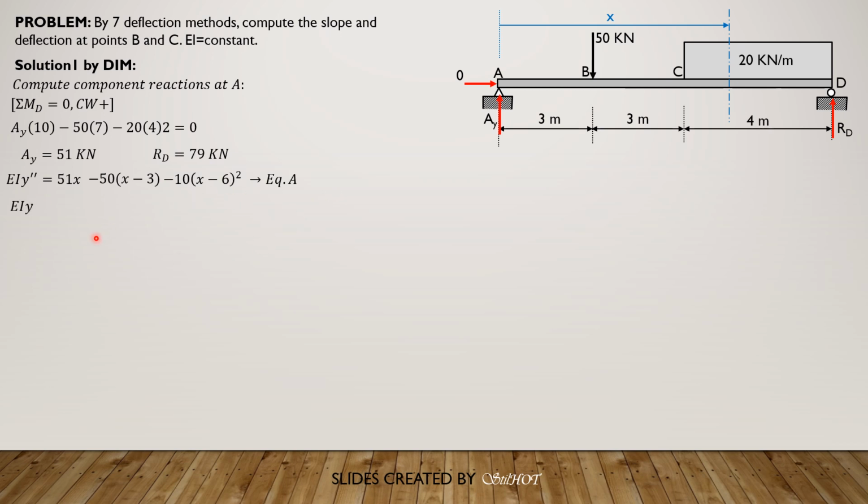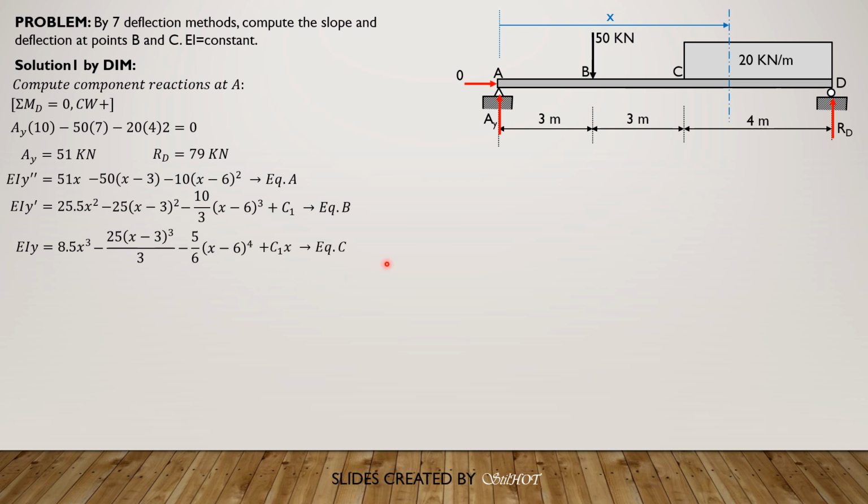Integrating once, we have 25.5 x squared minus 25 quantity x minus 3 squared minus 10 thirds quantity x minus 6 cubed plus c sub 1. Remember that c sub 1 is the slope at the origin, which is point A. Then integrating again, EI y equals 8.5 x cubed minus 25 over 3 quantity x minus 3 cubed minus 5 over 6 quantity x minus 6 to the fourth plus c sub 1 x. There is no c sub 2 because c sub 2 is the deflection at A, and since it is the origin, the deflection is 0.